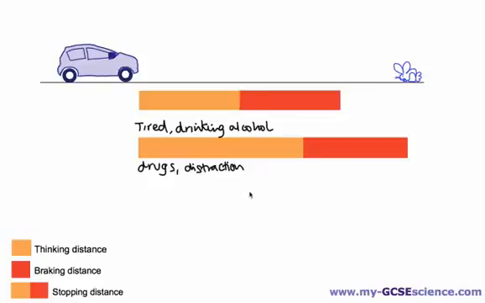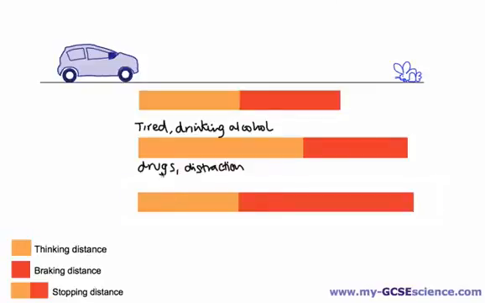The other thing that can happen is that, let's assume the driver is not tired or hasn't been drinking or hasn't had drugs or not distracted. We can then assume that the thinking distance stays the same, but the braking distance could increase, and the reason for that could be something to do with the car or something to do with the road. And in terms of the road, we're talking about things related to probably weather, so it could be wet, it could be icy, or something like that, and that would then increase the braking distance.